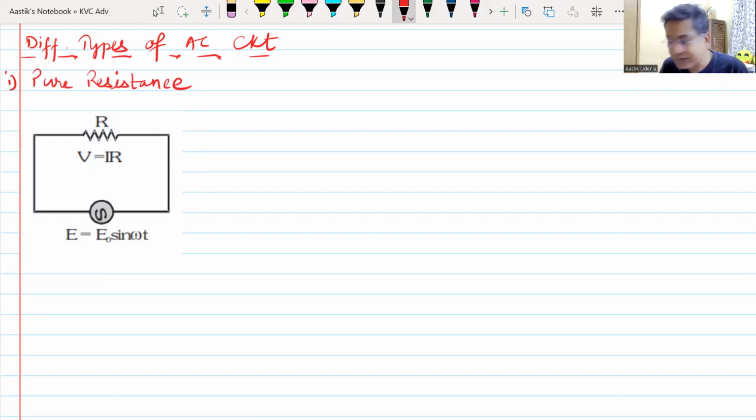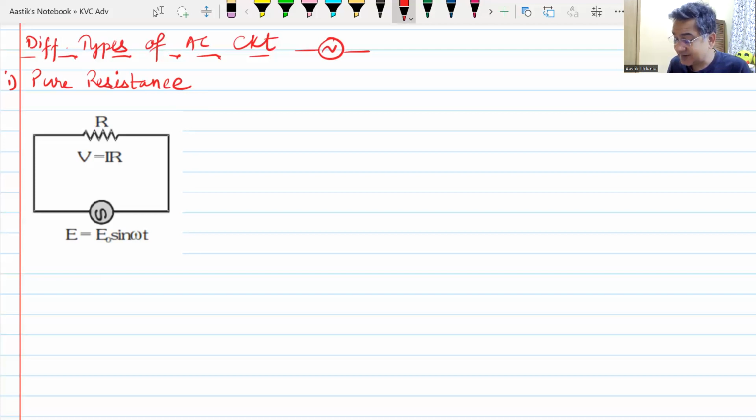This is the circuit. Now, whenever we are dealing with AC circuits, we cannot draw a battery because AC circuits don't have battery. So, AC voltage is provided by an AC generator or an AC voltage source, and this is the symbol of an AC voltage source. Have you seen this symbol like this? Yes, sir. This is the symbol of an AC source.